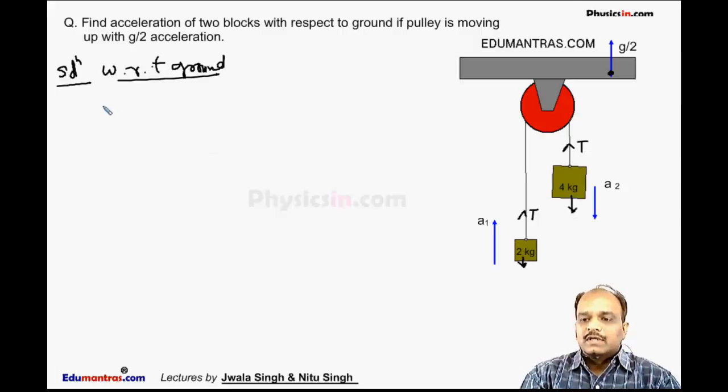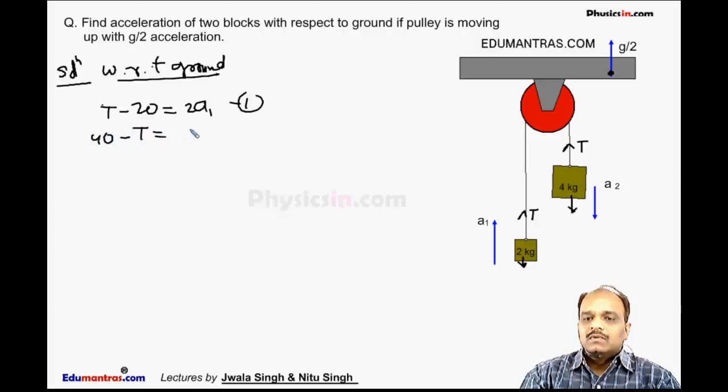So we'll write the first equation as T minus 20 is equal to 2A1. This is our first equation from A. For B it is 40 minus T, that is equal to 4A2. The mass of block B is 4 and the acceleration is A2 downward. This is our second equation. Now these are the two equations.